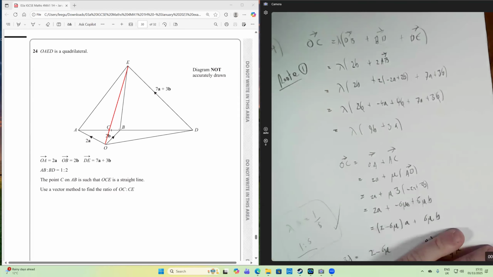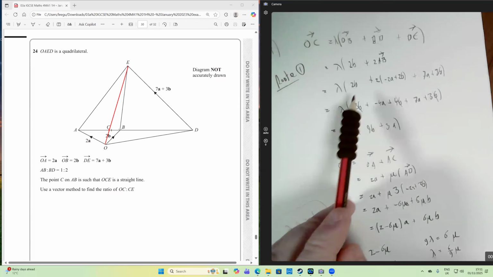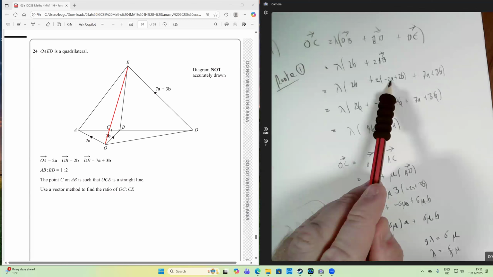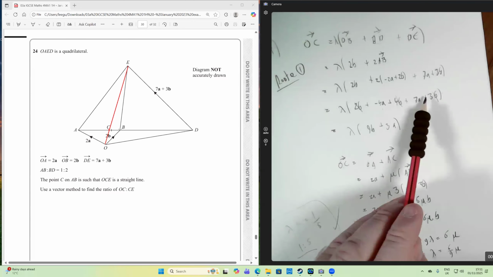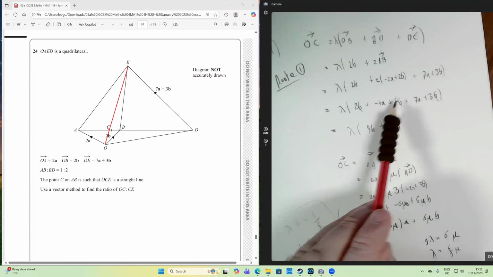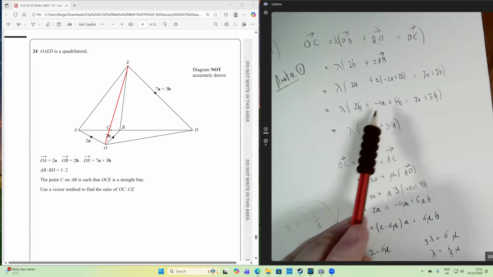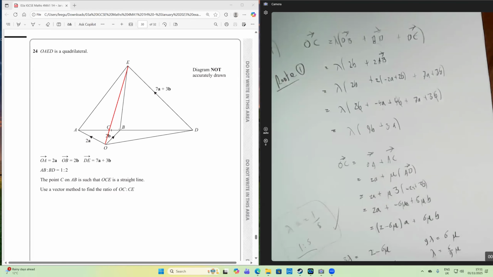So that's my route. All I need to do now is expand all the brackets and collect like terms. So I'm going to expand the brackets. 2 times minus 2 is minus 4. 2 times 2 is 4. And then collect like terms. 2b add 4b add another 3b is 9b. And minus 4 add 7 is 3. Okay, so that is my first route.